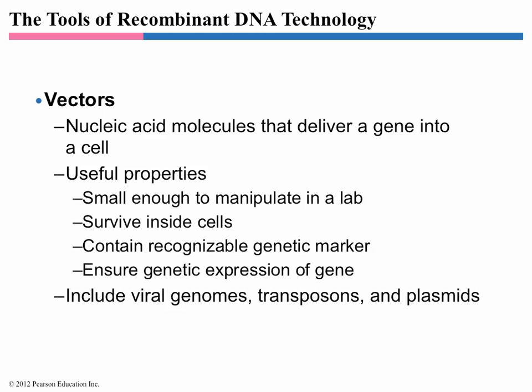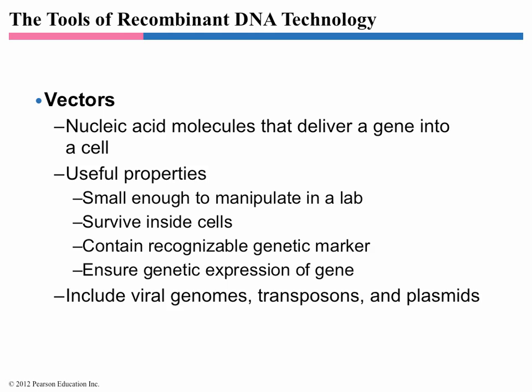Vectors need to be small enough that you can manipulate them in the lab, otherwise they're not very useful to us as humans. They need to be able to survive inside cells, since that's where they're going to end up. They have to contain what's called a recognizable genetic marker. What that basically means is that these things are too small for you to see. You can't look at the cell, see the vector, and go, yep, it got the vector. So you need to have something genetically that it's going to do. It needs to convey a new property to the cell that you can test for, so that you know that cell actually has the vector.